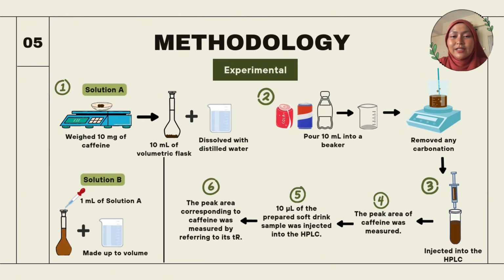Third, 10 microliters of solution B was injected into the HPLC to establish the retention time of caffeine. Then, the peak area of caffeine was measured. Next, 10 microliters of the prepared soft drink sample was injected into the HPLC. Lastly, the peak corresponding to caffeine was measured by referring to its retention time.